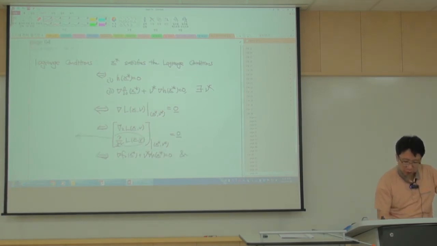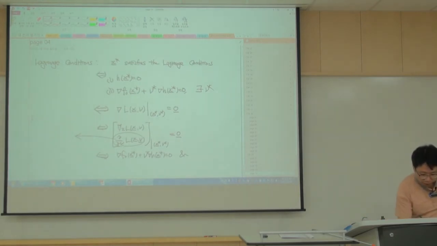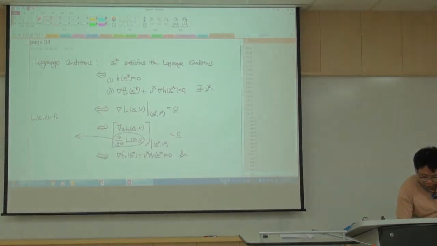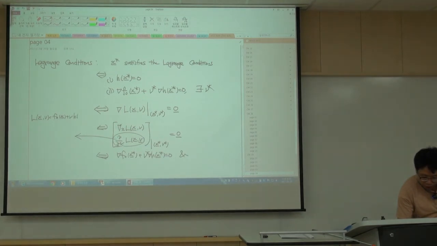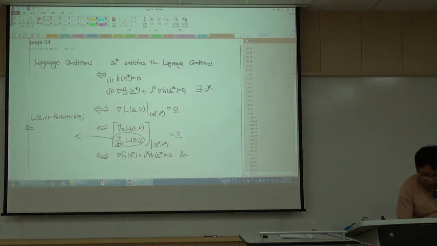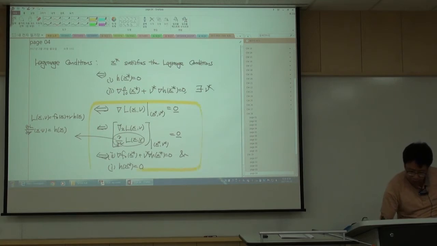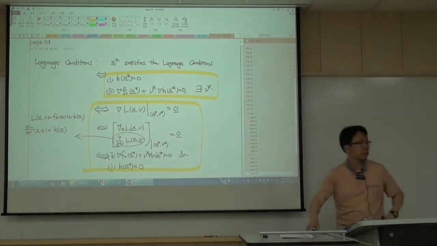By the way, what is this one? You remember L(x, nu) is f0(x) plus nu h(x). So the partial derivative with respect to nu is nothing but what? h(x). And that is 0. So you have, got it? So this is the second one, this is the first one. So it's confusing, but they are the same. Got it?